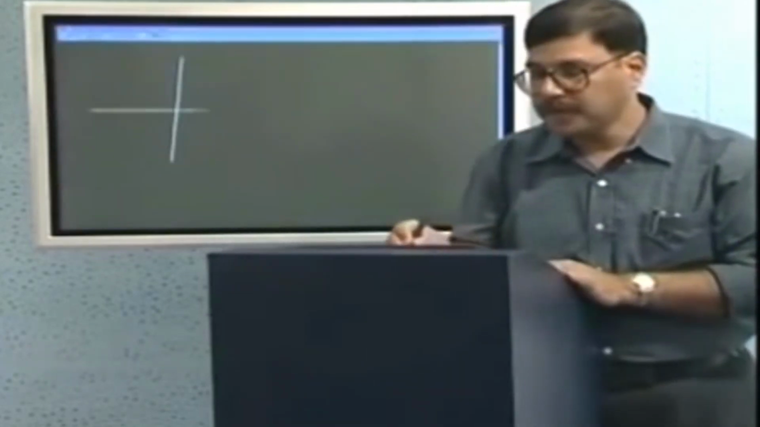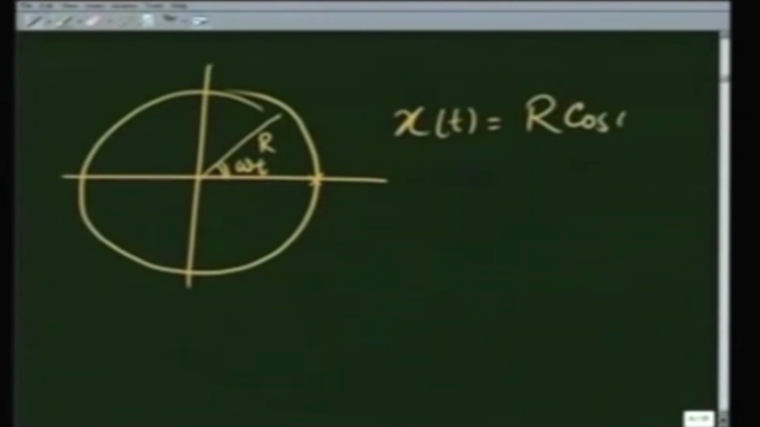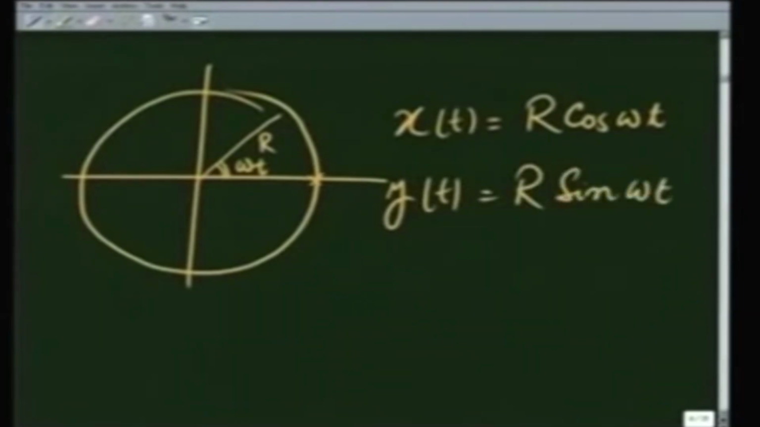moving in a circle, let us say of radius r, with angular velocity omega, so that this angle is omega t if the particle started from here, then its x coordinate with time would be given as r cosine of omega t, and the y coordinate will be given as r sine of omega t. Both are functions of time.